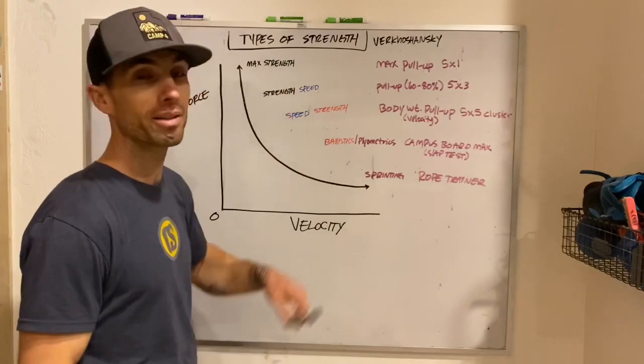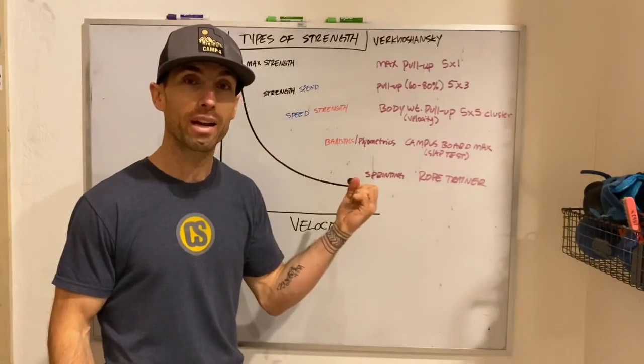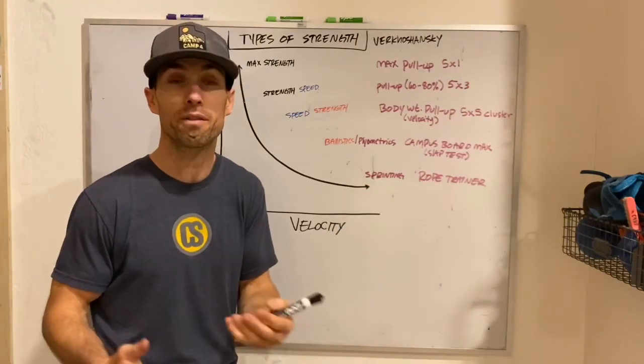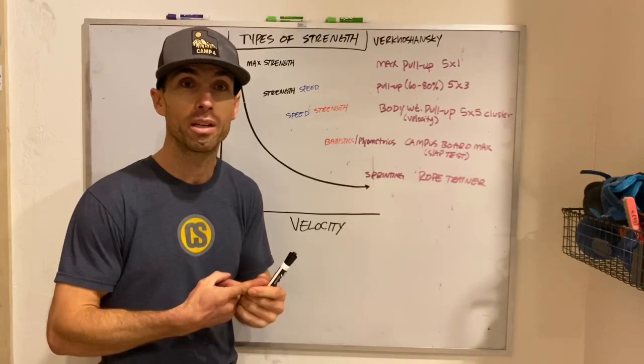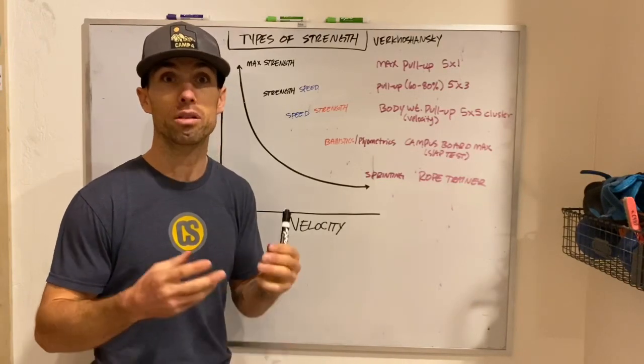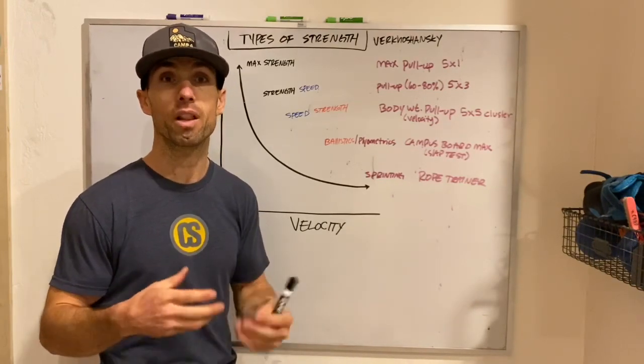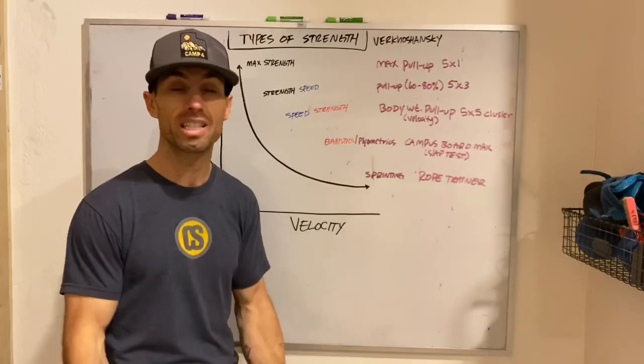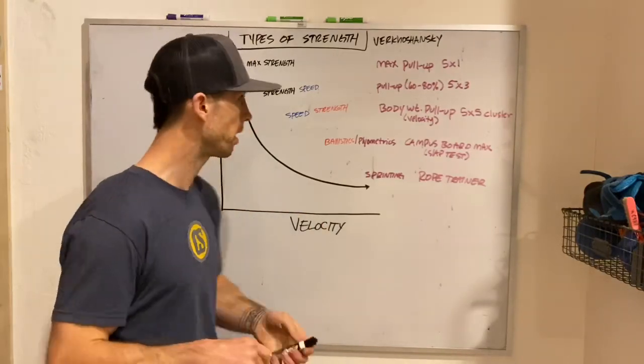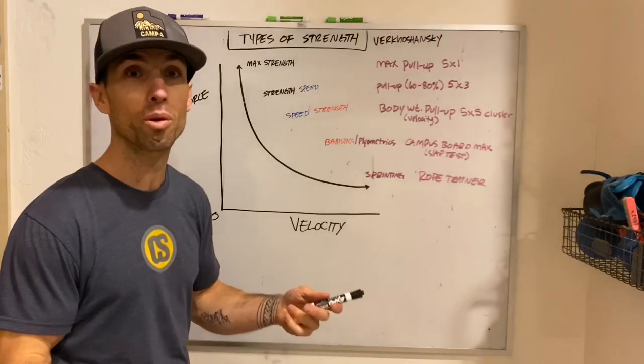Okay, so we're talking about types of strength. With the previous graph, we showed that there are different types, right? The difference between strength and power is just the speed, the velocity, the intent at which you actually move something. So here we're going to break it down into even more pieces.